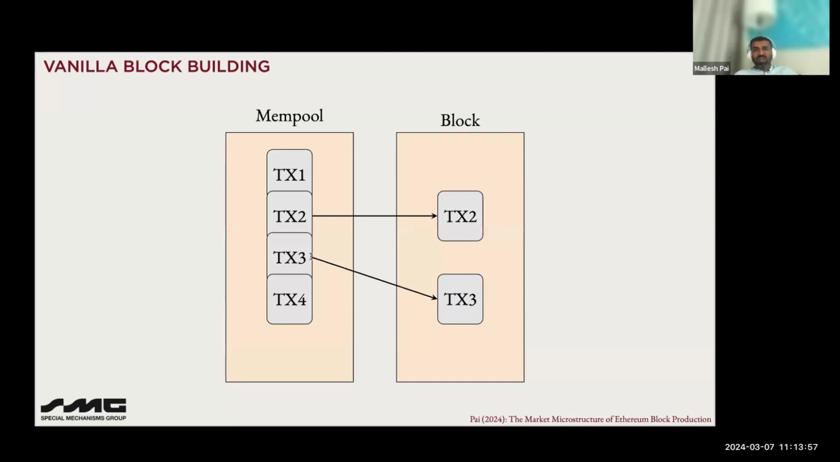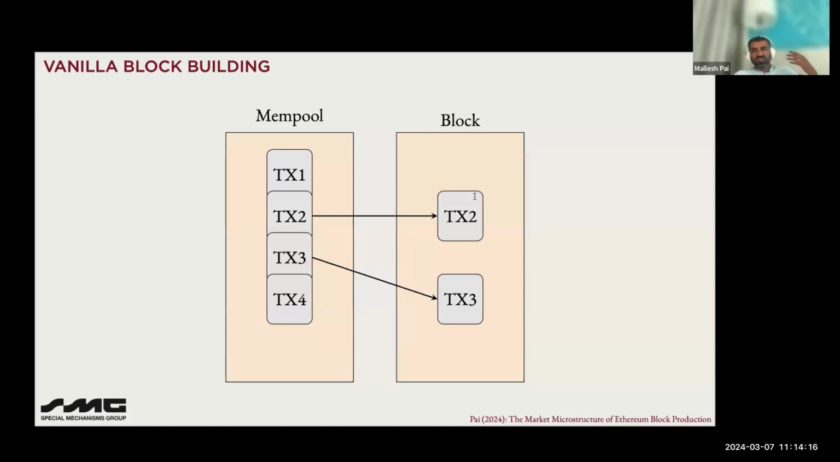And maybe transaction 1 is invalid or doesn't pay enough currently. Transaction 2 and transaction 3 do, so the proposer goes ahead and dumps these into the block that they're going to announce. The block is now full. There's not enough space to include transaction 4. So a vanilla block building process might do something like that.